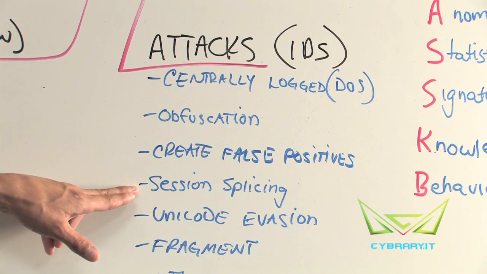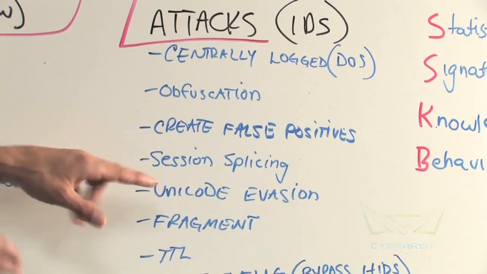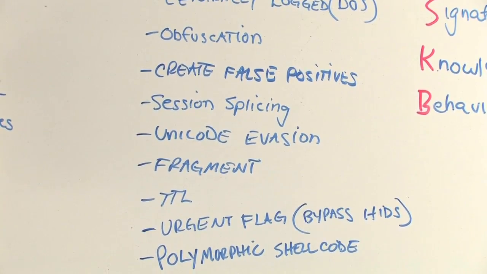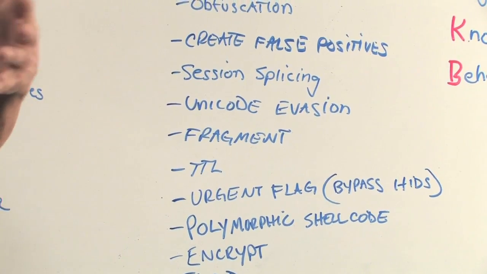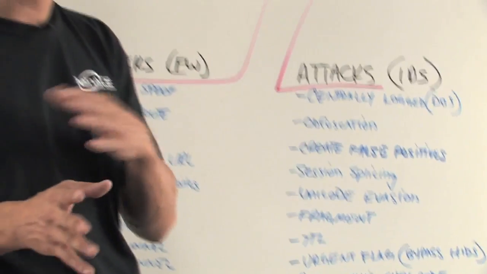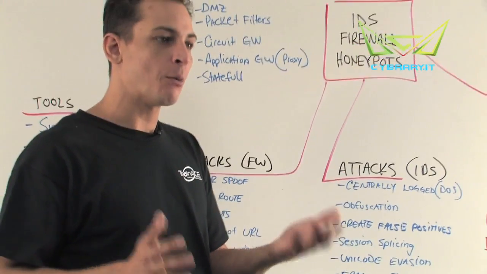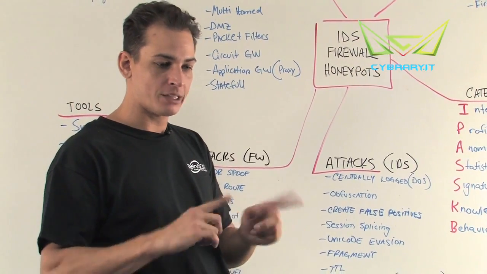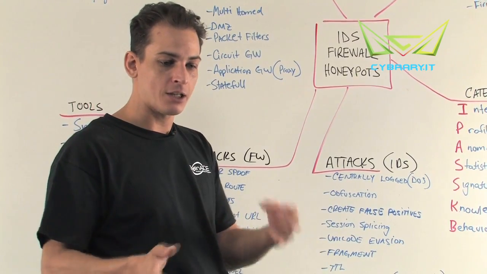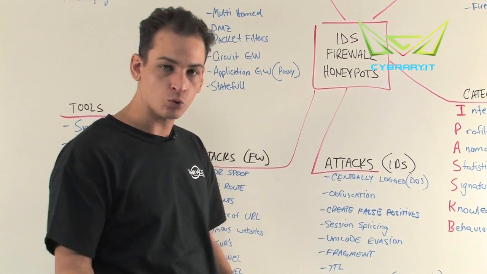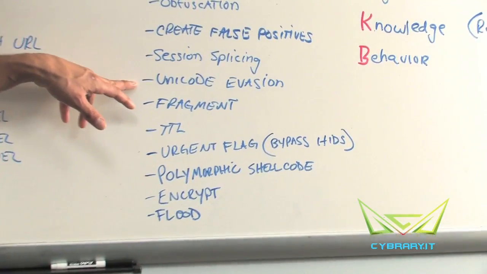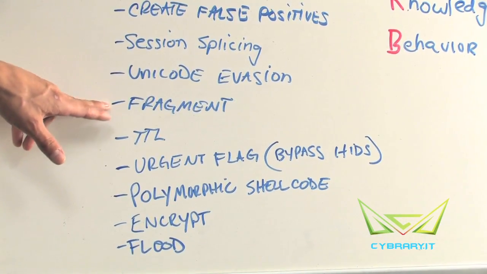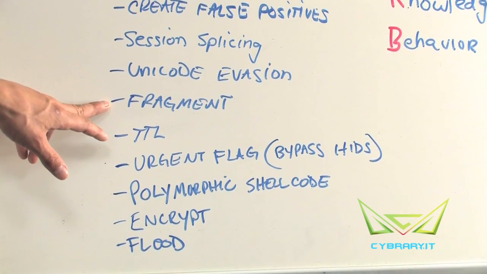Right? Session splicing. When you go through a network and you have to go through a detection system, if you can splice different channels, or I don't want to say frequencies, but different channels of information, then it can't put together the combination in the two separate channels, and therefore fools the intrusion detection system. Unicode evasion, another great technique. Fragmentation, you'll see this also on firewall attacks.